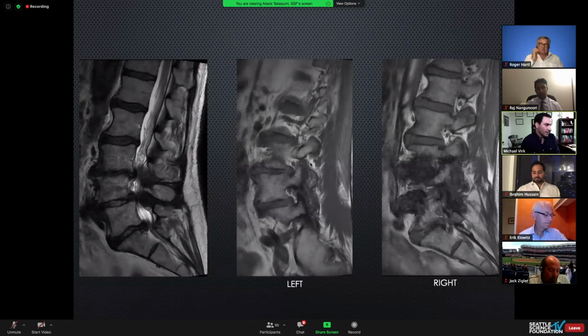On the right side, through the foramen, we can see that he's got pretty considerable modic end plate changes, fatty replacement. He's got the 3-4 foramen is at least moderately stenotic. At 4-5, he's got a large disc protruding up, the uncovering of the disc with some extension into the foramen, causing severe exiting nerve root compression. And 5-1 foramen is tight as well.